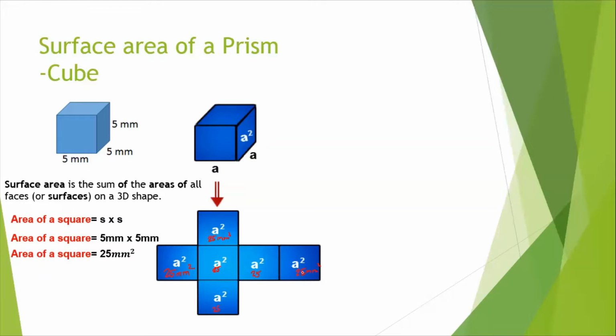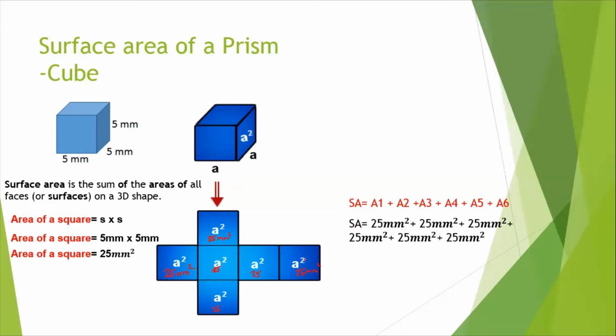So the formula in finding the surface area of the cube is surface area is equal to area number 1 plus area number 2, area number 3, area number 4, area number 5, and area number 6. We all know that they are all 25 millimeters squared. So when we add them, 25 plus 25 plus 25 plus 25 plus 25 plus 25, the total surface area of the cube is 150 millimeters squared.